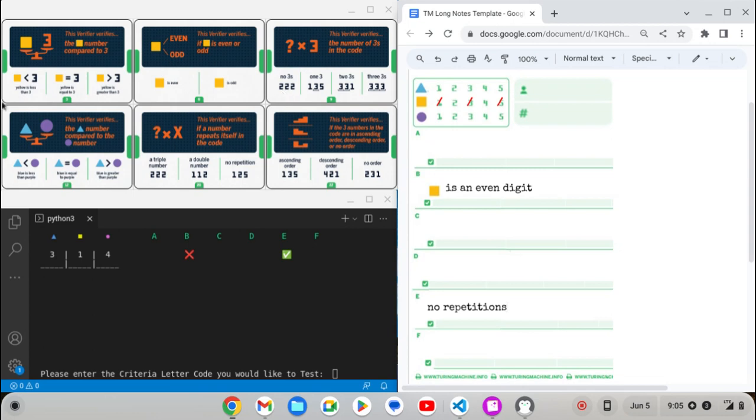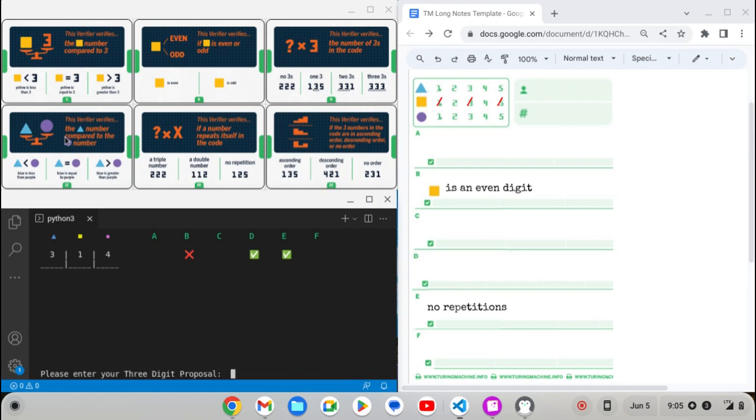Or we can also query the comparison between triangle and circle. So at this point, I think I'd like this criteria card D a little bit better, just to get an idea of what triangle and circle might be. So let's go ahead and test criteria card D.